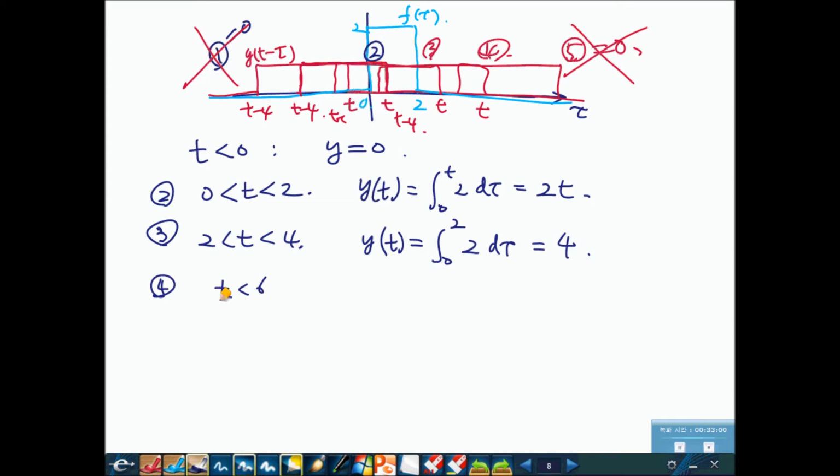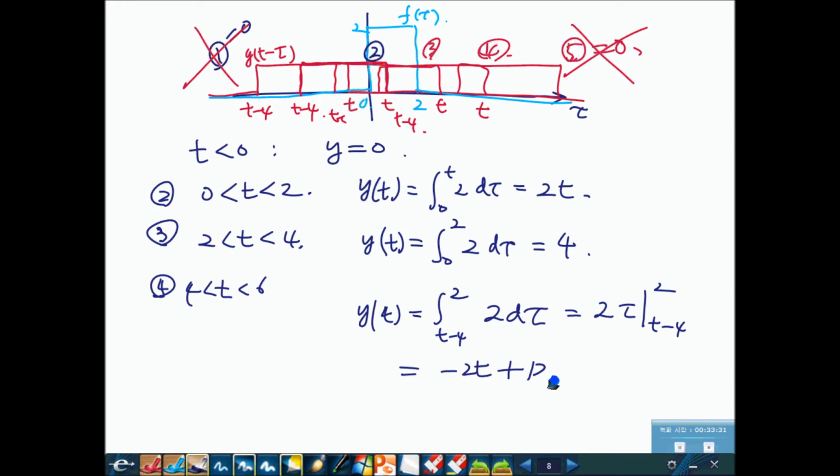And the fourth: t is less than 6 and greater than 4. So it's all decreasing, right? So the tail becomes this, t minus 4, because the end decreases the integration region, right? So this is what it is. And 2 d tau, always the same. So 2 tau from t minus 4 to 2, calculated. Okay?